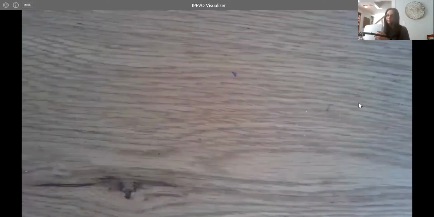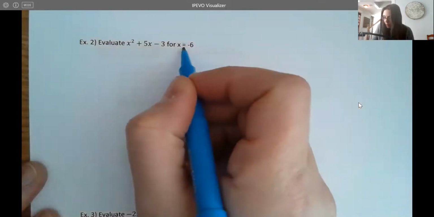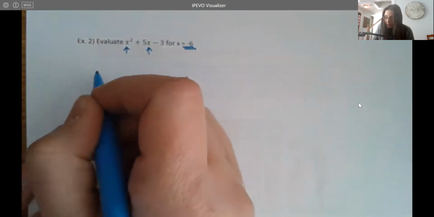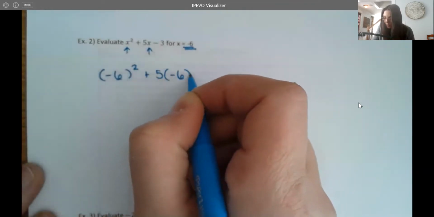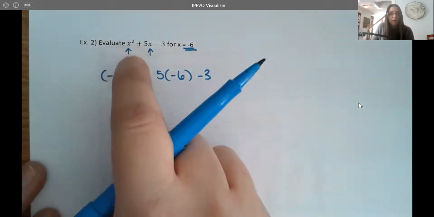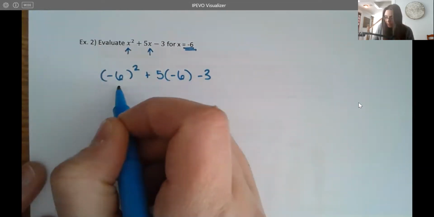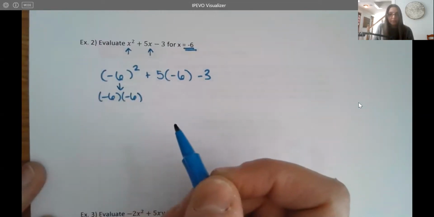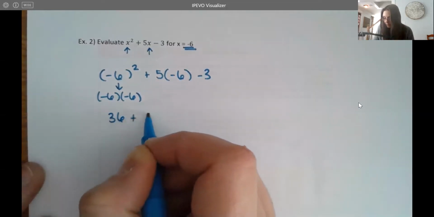All right, let's do a couple more. So another expression here, we're going to evaluate for -6. So whenever I see an x, I'm going to plug it into both. Now, when I evaluate, I like to use parentheses there because it helps to show me when I'm multiplying right here. And it also helps with my exponents. So when we're squaring, that negative is getting squared as well because we're plugging it in. So this here is -6 times -6, which is going to be positive 36.